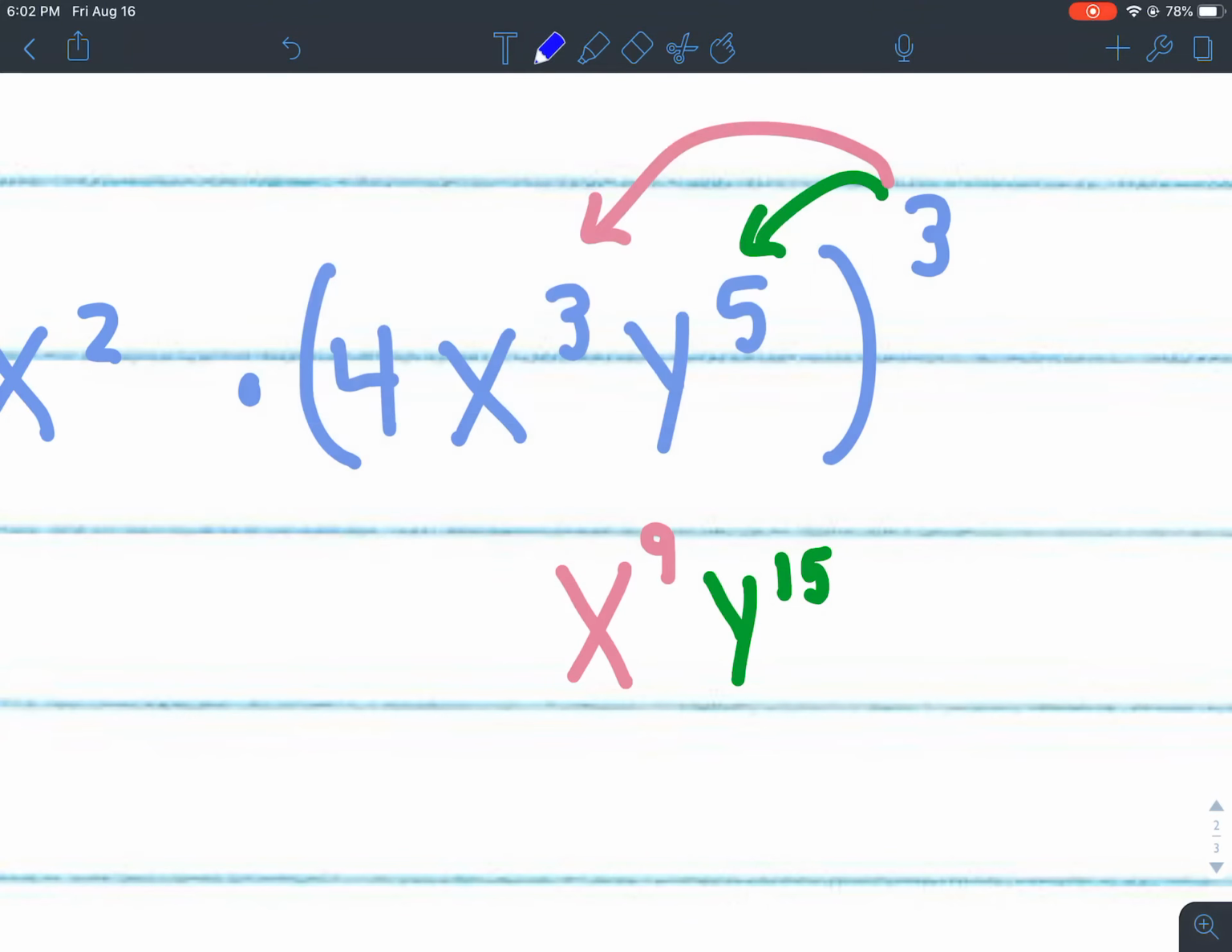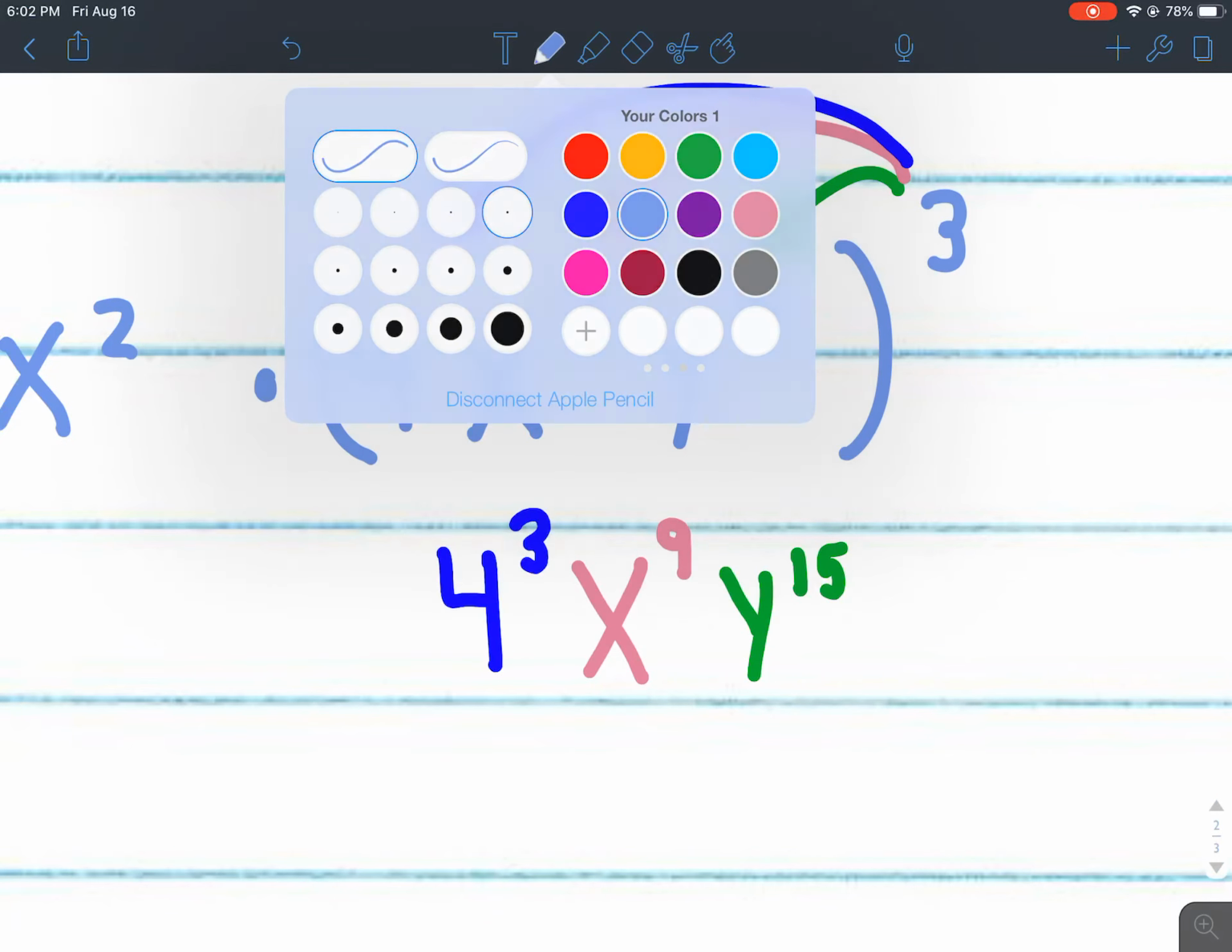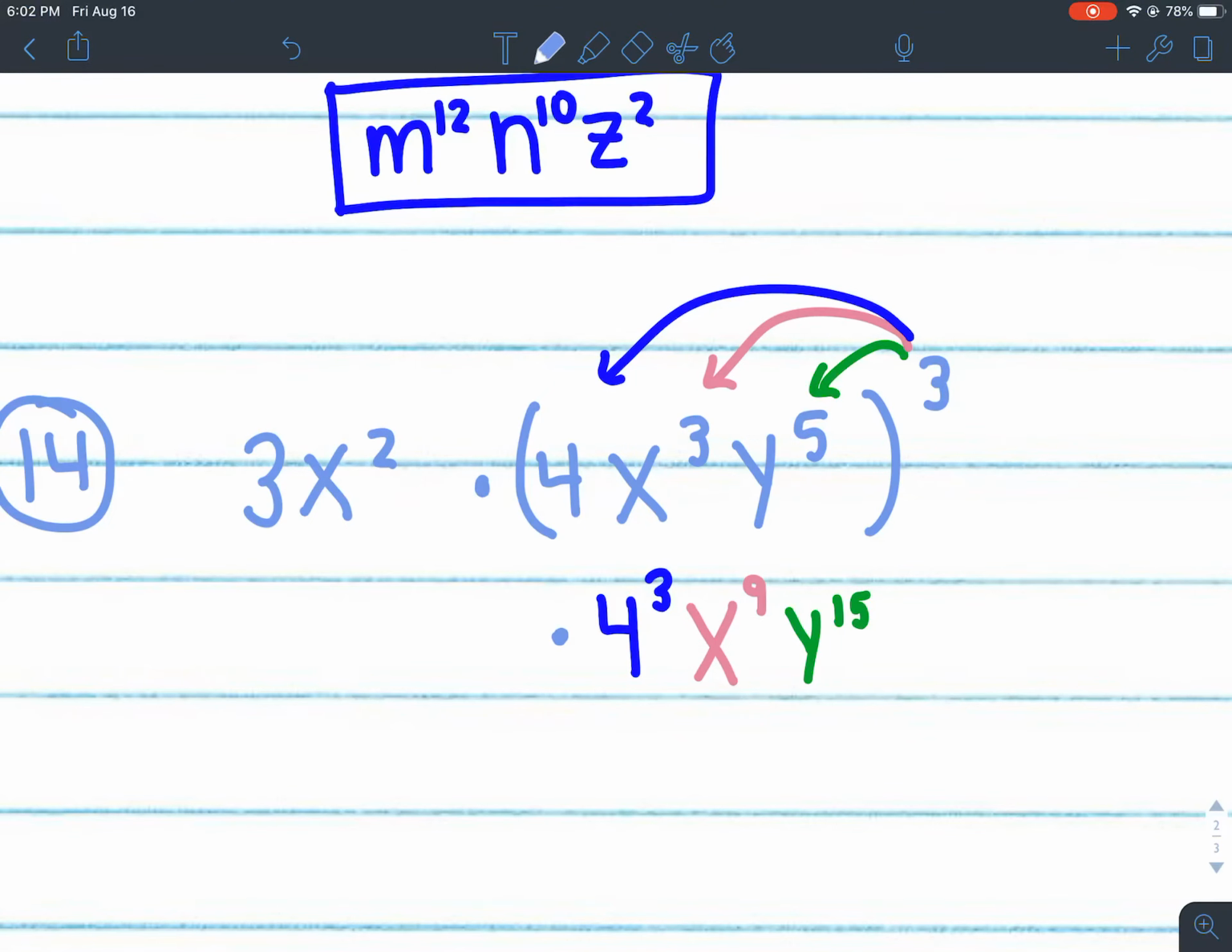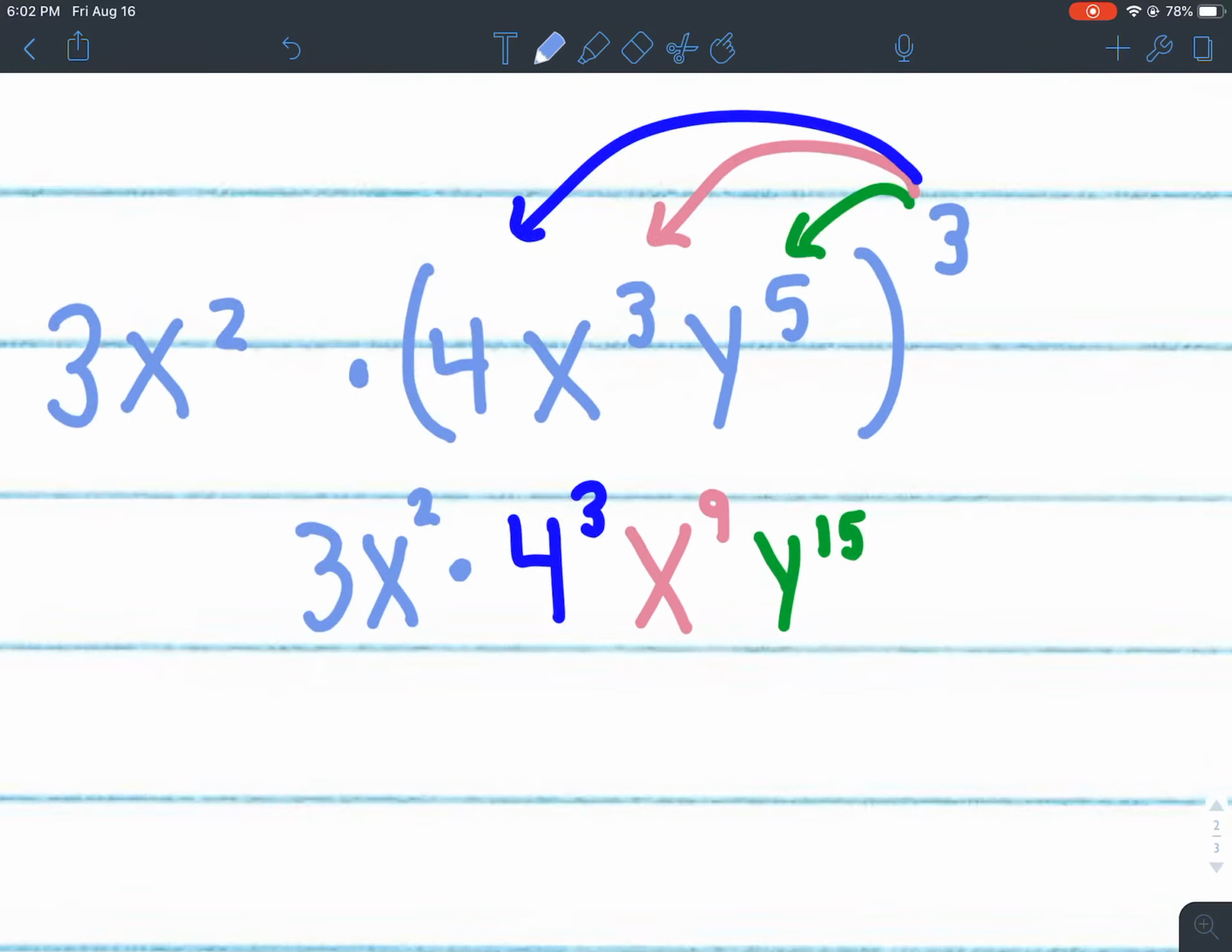We multiply those still. And then I have a 4. And this 4 is going to be raised to the power of 3. Not times 3, raised to the power of 3. So 4 times 4 times 4. So it is different than multiplying it by 3. And then I'm going to copy down the rest over here.